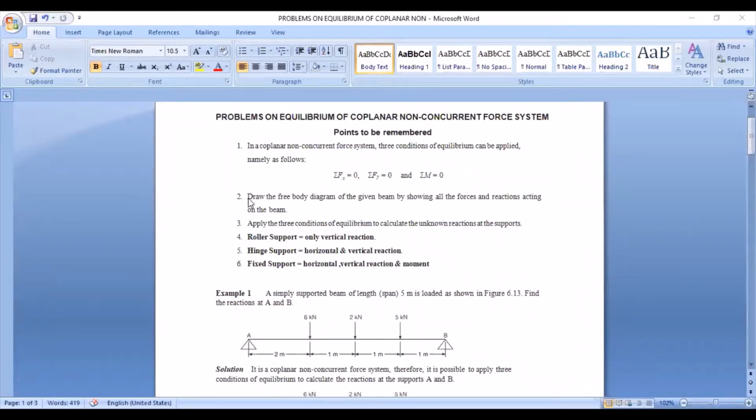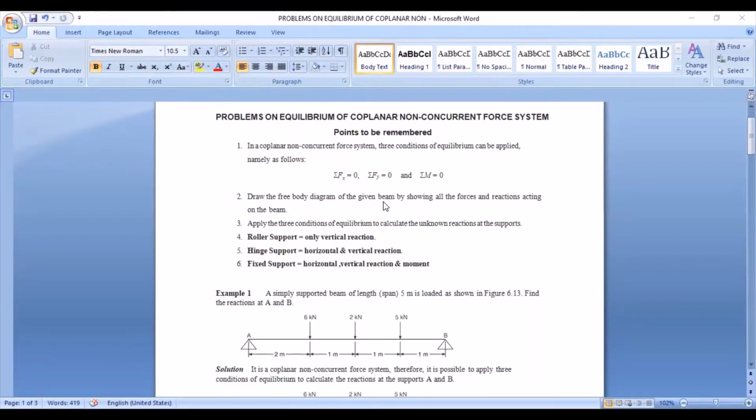The next point is, you will draw the free body diagram of each beam which is given to you. So basically, in this non-concurrent force system, we are going to solve problems on beams, and you are going to draw the free body diagram of that beam. I hope everybody remembers what the free body diagram consists of. It consists of three things, that is self-weight, action, and reaction. But in this case, the first term, self-weight of the beam, we are going to neglect, but we are going to represent the actions and reactions.